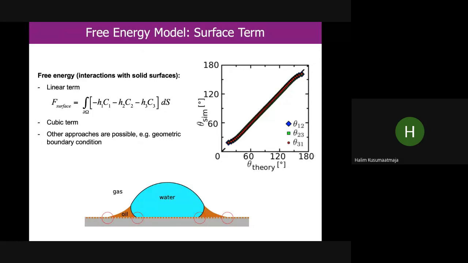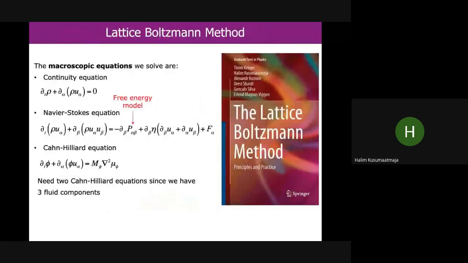So we do this with a free energy model. What we typically do is solve, at the continuum level, the continuity and the Navier-Stokes equations. And because we have three different fluids, we have to introduce at least two Cahn-Hilliard equations, corresponding to the interfaces between 1 and 2, 1 and 3, if you like. Okay, so that's in brief the method that we use.